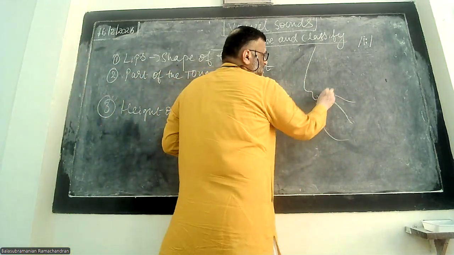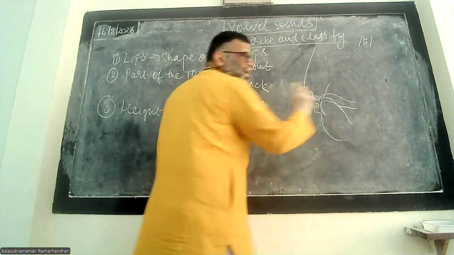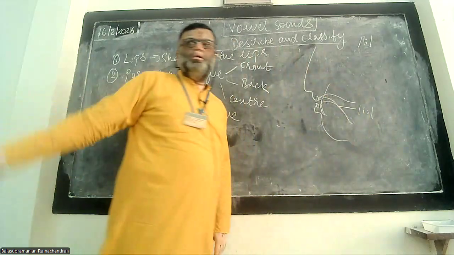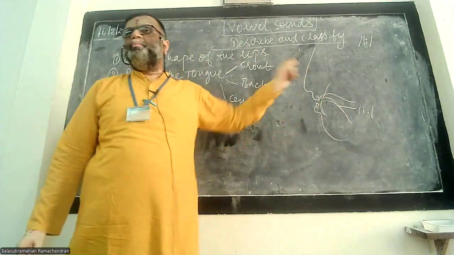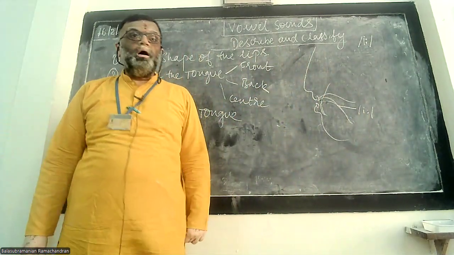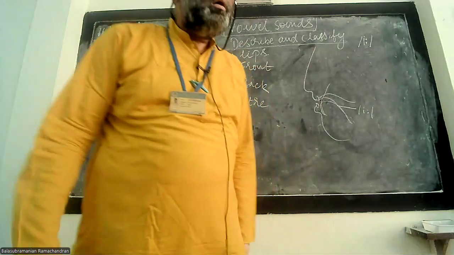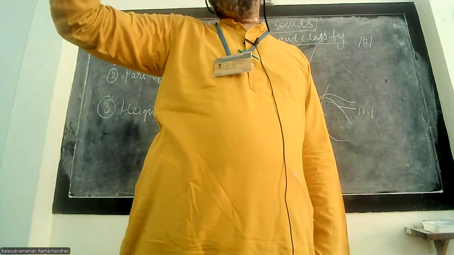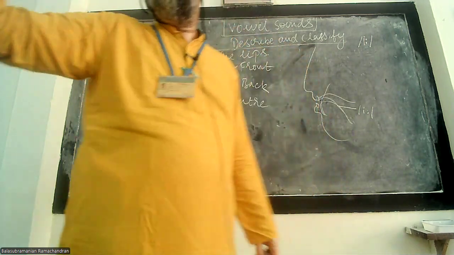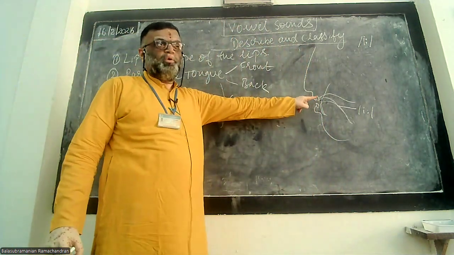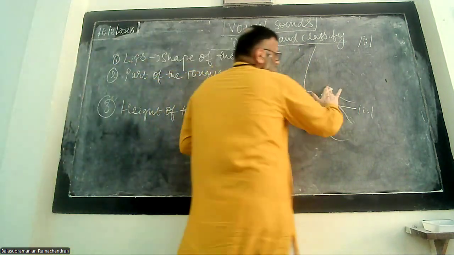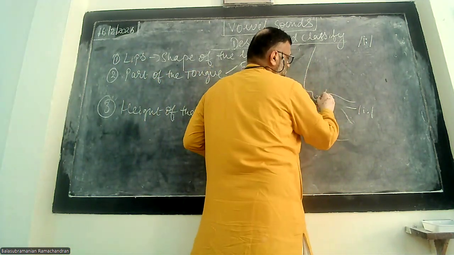In this tongue position, I say E. What is this? What am I showing here? I am showing either it will be is or ish. If it is so close to the roof of the mouth, either it will be is or ish. Be very clear.